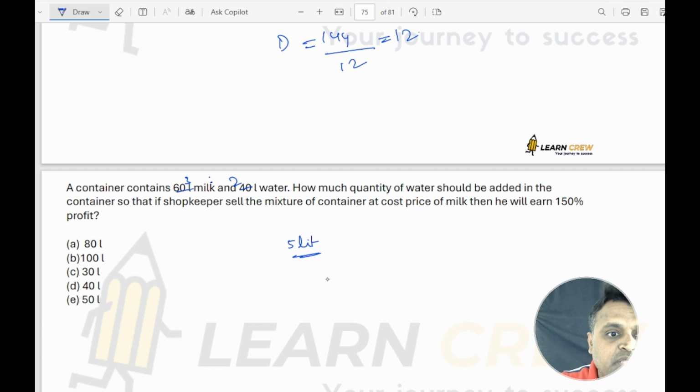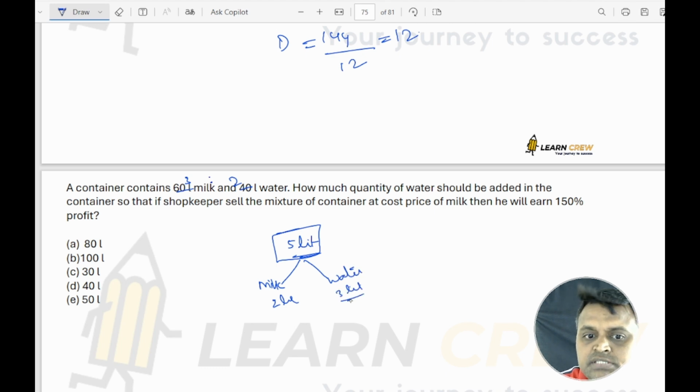So in that, on selling the mixture, the retailer earns a profit of 150%. The total mixture is 5 liters. So he has to have milk 2 liters and water 3 liters, because he is adding water at free cost. 2 liters is milk, and the profit is whatever water is added. If 2 liters is milk, 150% has to be profit. 150% of 2 is 3. So he has to add 3 liters of water.